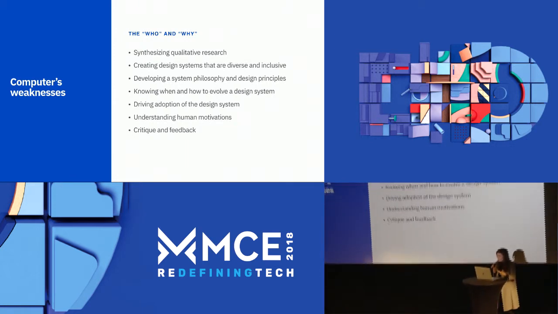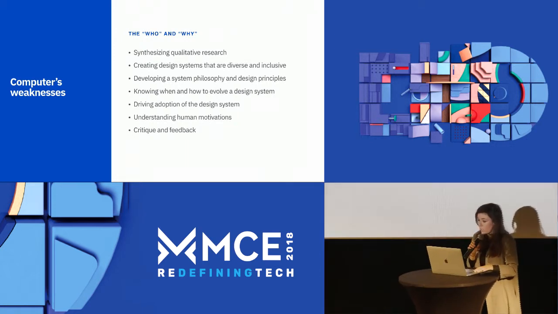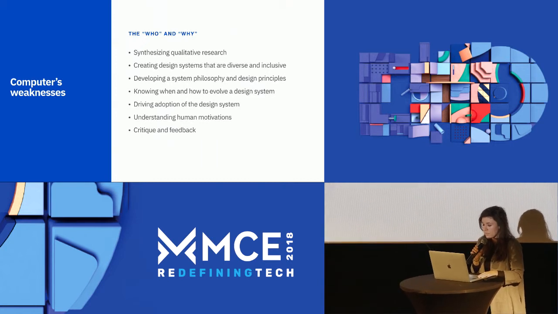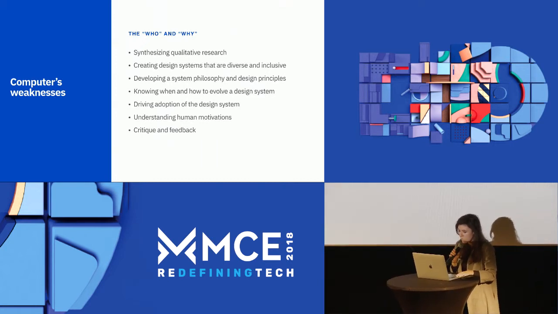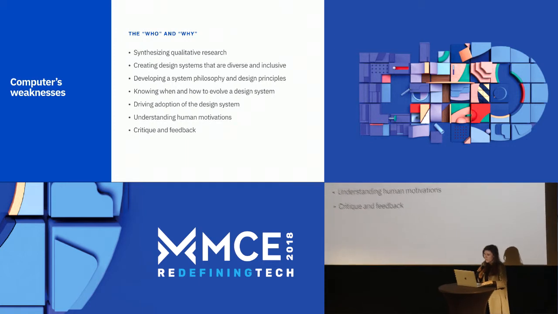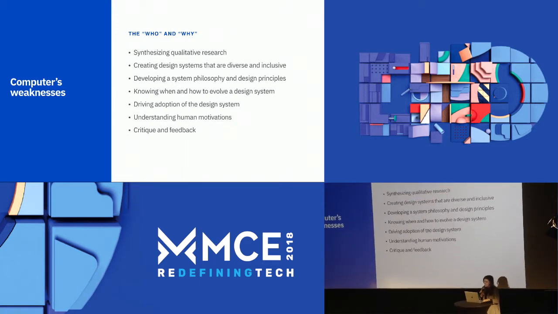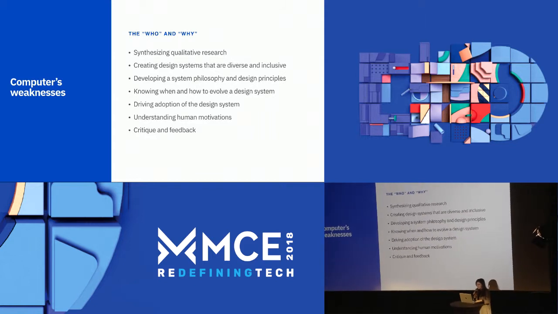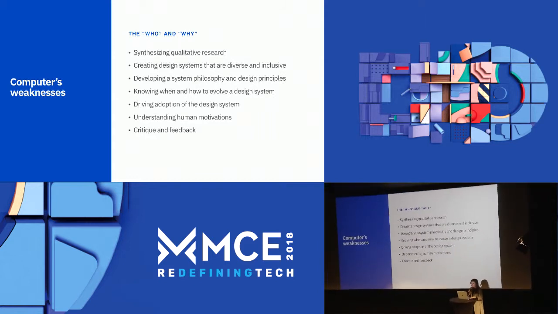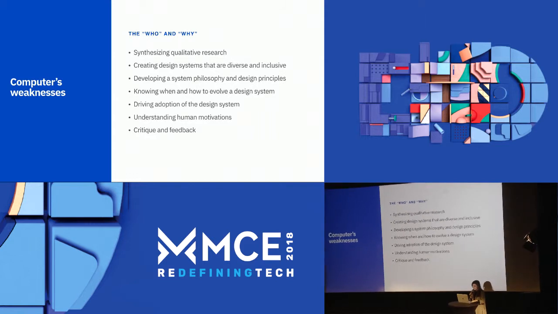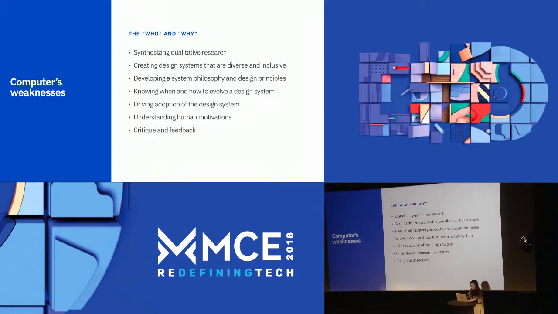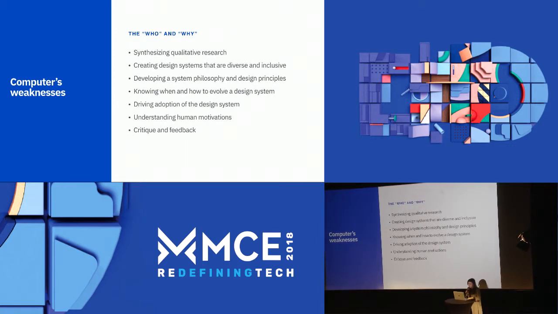These who and why questions that we have a lot of strengths in are things like synthesizing qualitative research, creating design systems that are inclusive of many different people and walks of life, including accessibility and globalization, developing a design system philosophy and design principles, and knowing how to evolve and drive adoption of a design system.